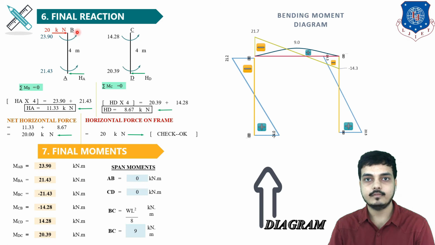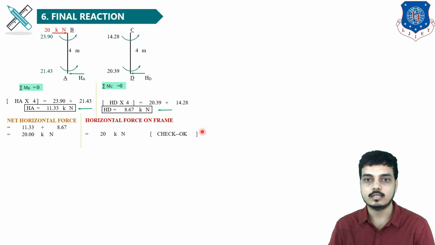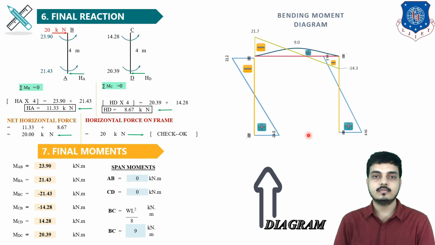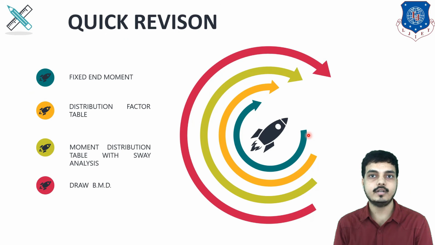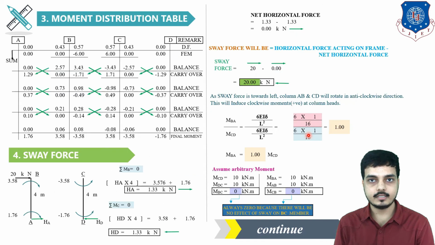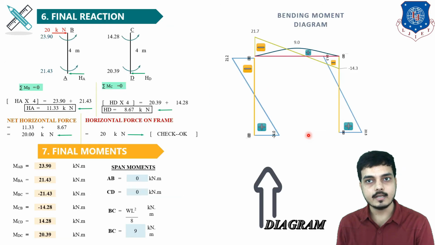These are my final moments, this is from the beam, and this is for the column. These final moments have come from over here. These are my final end moments, which we have to consider. These are my span moments, and at last the diagram. So this was a little tedious, lengthy sum of the sway analysis. Let's see what we did till now. We have done the same process: FEM, distribution factor, moment distribution table, and then we started with the sway force, sway analysis, new moments, correction check, and then the final diagram.